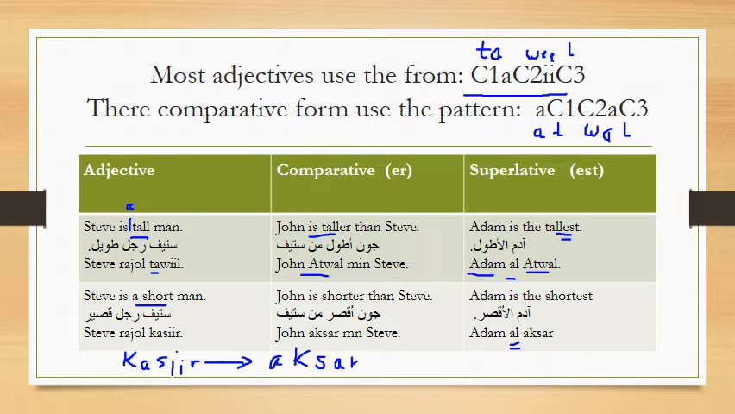So this is how we use this to compare between people using certain forms of adjective, or to compare how tall two persons are, or how short two persons are, okay? So these are the superlative and comparative forms of adjectives. So usually this is the most common important part of adjectives.